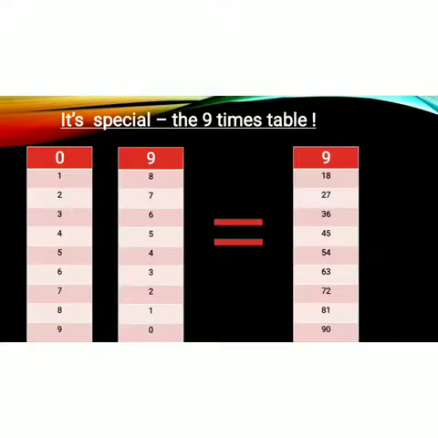And look what happened. We have the 9 times table already. Isn't it wonderful? Yes. See, when we write numbers 0 to 9 in serial order and then the numbers in reverse order, easily we can get the 9 times table. Isn't it very wonderful? Yes, children.